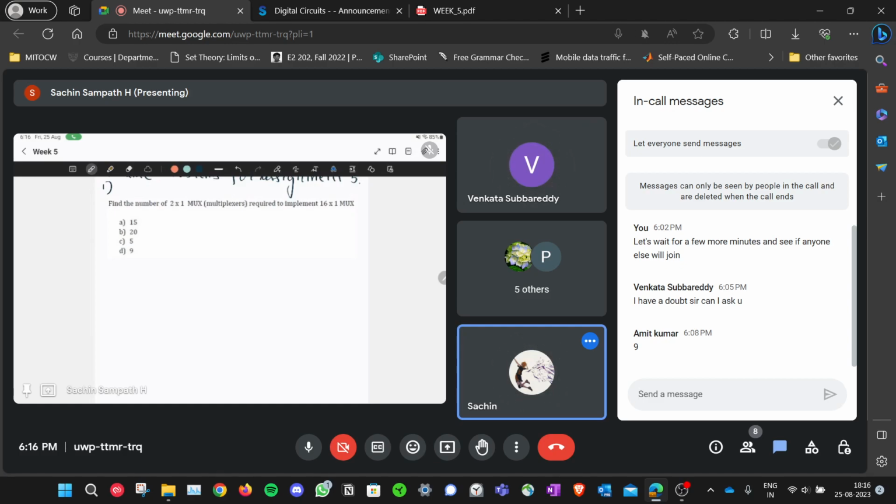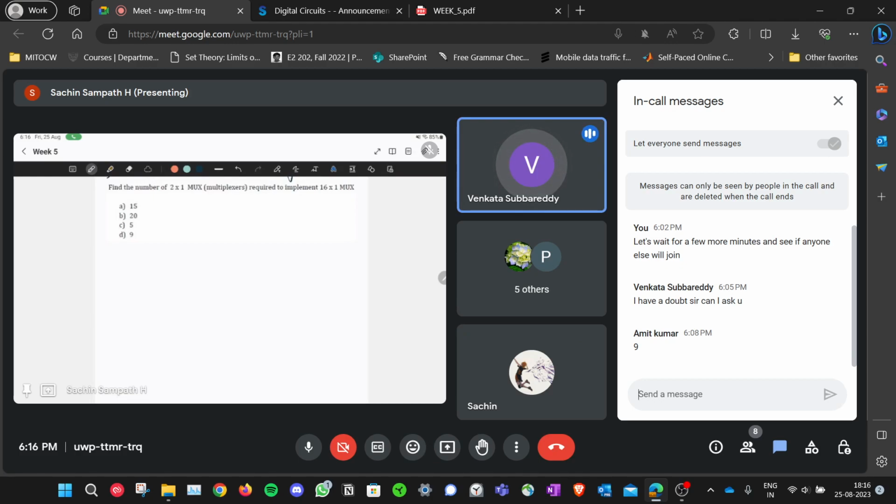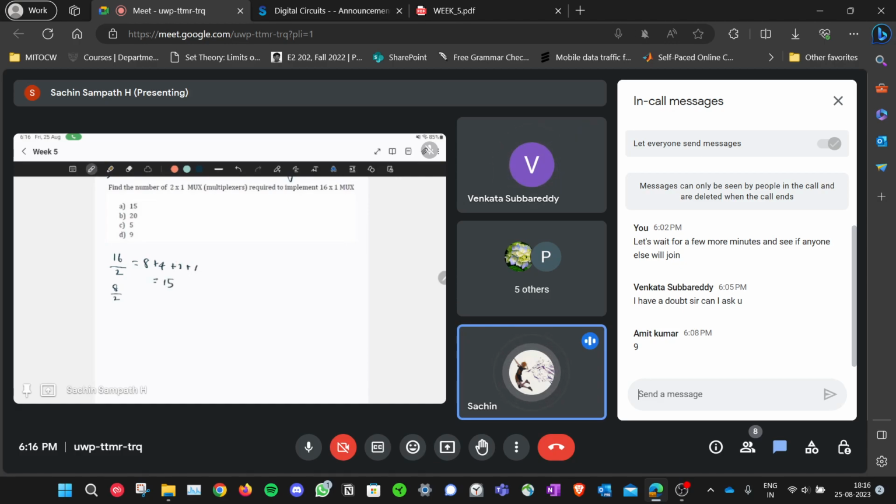I don't think you can do it with 9. If you can do it, then please share. Like you said, you have to do it with 15. Why is it 15? How is it 15, Venkata? 16, you have to divide by 2, you'll get 8. Then 8 by 2, you'll get 4, you have to add. Then 2 plus 1, 15. Okay. Yeah, that is with 2 is to 1. What will you do if they give you 4 is to 1?